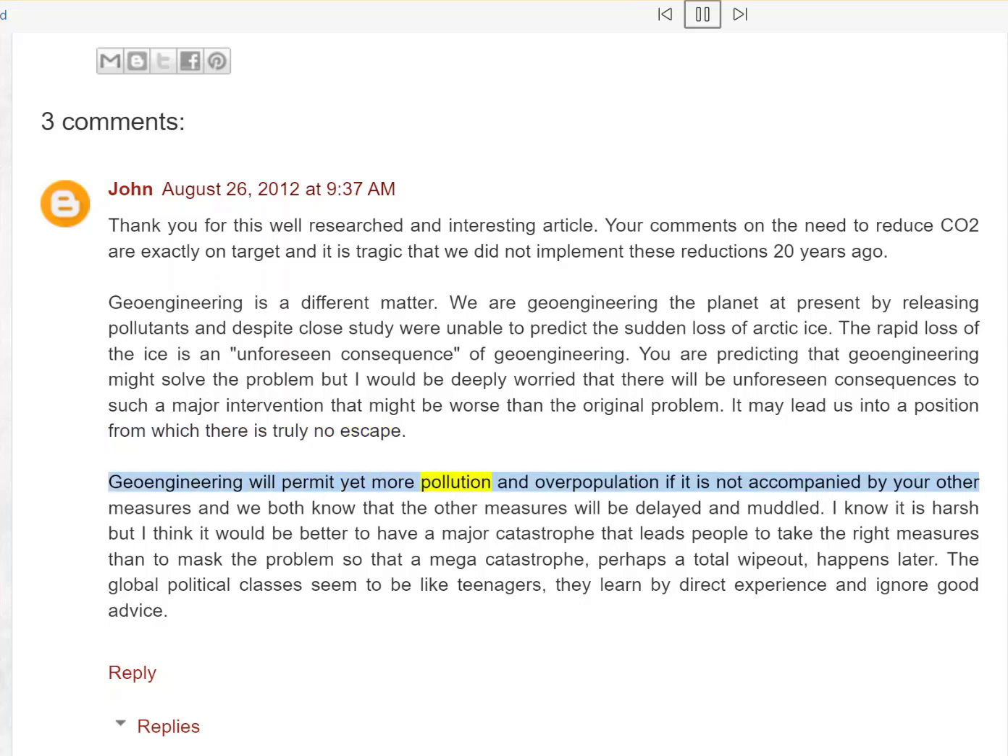Geoengineering will permit yet more pollution and overpopulation if it is not accompanied by your other measures, and we both know that the other measures will be delayed and muddled. I know it is harsh, but I think it would be better to have a major catastrophe that leads people to take the right measures than to mask the problem so that a mega catastrophe, perhaps a total wipeout, happens later. The global political classes seem to be like teenagers: they learn by direct experience and ignore good advice.